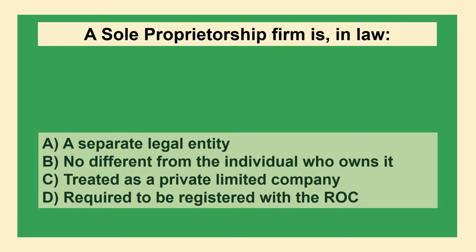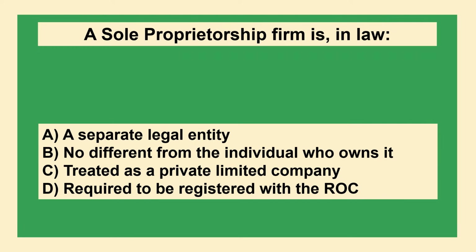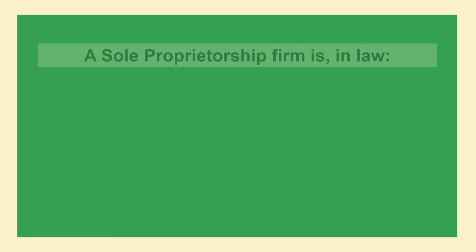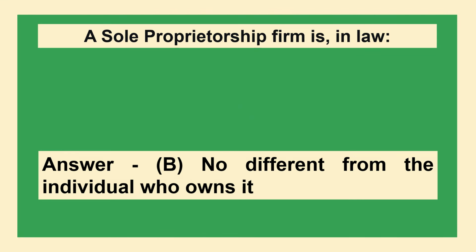Next question is a sole proprietorship firm is in law option A a separate legal entity, option B no different from the individual who owns it, option C treated as a private limited company, option D required to be registered with the ROC. The correct answer is option B no different from the individual who owns it.